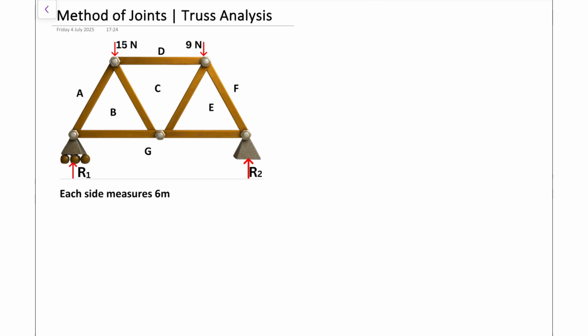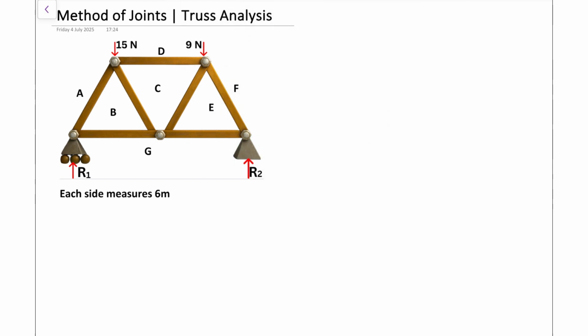So here we have a truss system, and what we intend to do is to analyze this system using the method of joints. Our analysis will tell us exactly how much force is going through each member and the nature of the force, meaning whether that force is in tension or in compression. So we can either have ties, which are members in tension, or struts, which are members in compression. So let's go ahead and start the analysis.